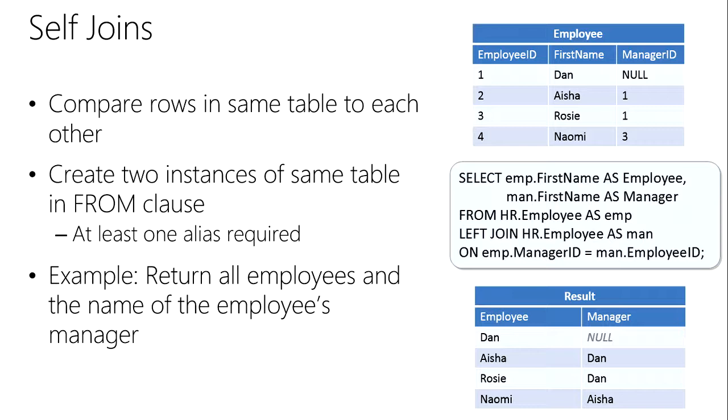And the way that we do that is we have, in this case, the employee first name as employee and manager first name as manager from the HR employee table as emp, left join to the same table again, but with a different alias. So you need to use aliases here. You have to use aliases because you've got the same table twice. Let's see an example of how we might use a self-join to join data in one table to another, or one table to itself, rather.